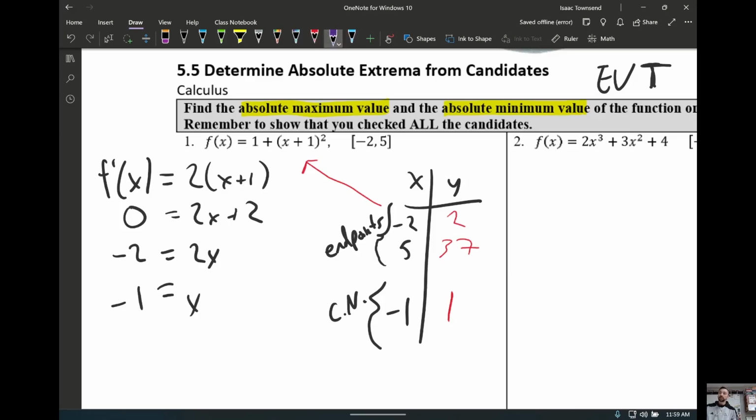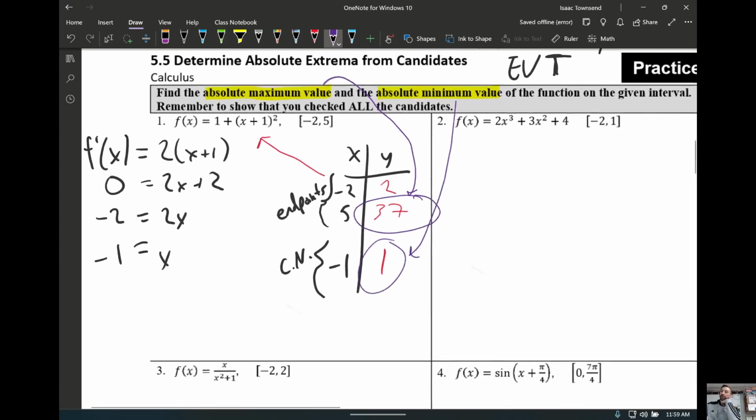And as long as you know what to test, your answers are right here. Here's the biggest value, absolute max, and here's the smallest value, absolute min. What you need to appreciate about extreme value theorem is it basically just took tons of stuff off your table. You had no idea what the biggest and smallest values of this are without trying to figure out what the graph looks like, which is its own amount of work. But when you know which numbers to test, it's actually pretty quick.